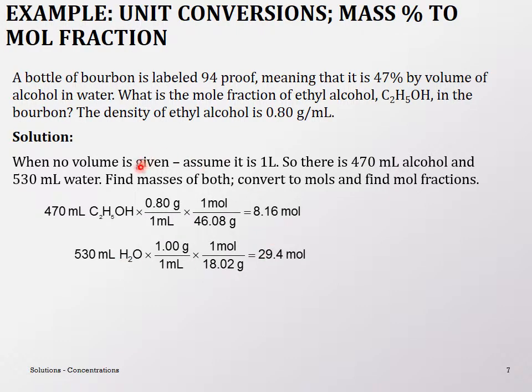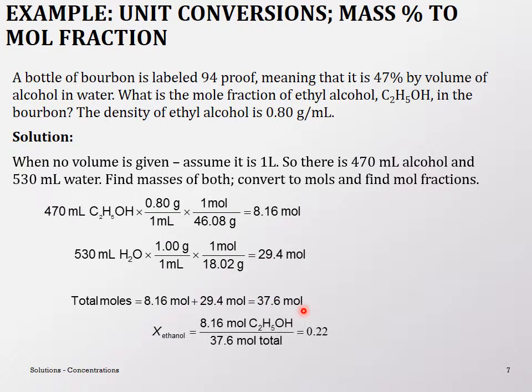Now what we have to do is find the mole fraction of ethyl alcohol in bourbon. In that case, we need to add up both of these moles. We end up getting 37.6, and you find the mole fraction as we did last time. So that is how you would go about using the density of substances. If you're given the density of anything, please make a note and see whether you need it or not. Sometimes you may not need it, but most times you will. Otherwise, why would it be given to you?